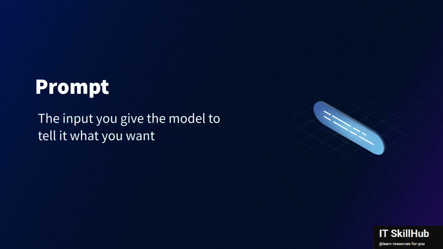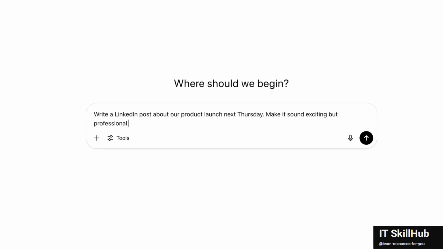But before we jump into how attackers exploit it, let's talk about what a prompt really is. In the world of generative AI, a prompt is simply the input you give the model to tell it exactly what you want from it. It could be a question, a command, or a chunk of code, anything that guides the model's response. For example, you might ask, "Write a LinkedIn post about our product launch next Thursday. Make it sound exciting but professional as well." That's a user prompt, which is typed into the interface you see.